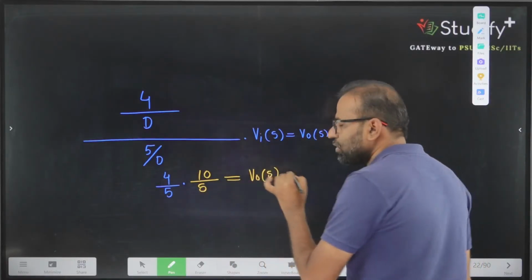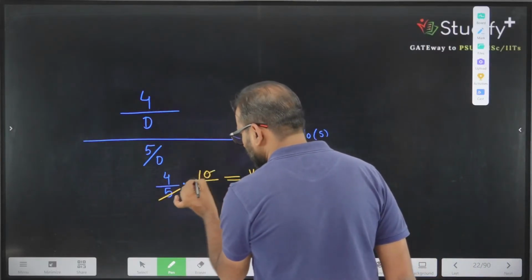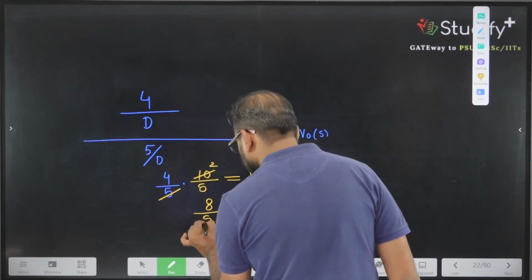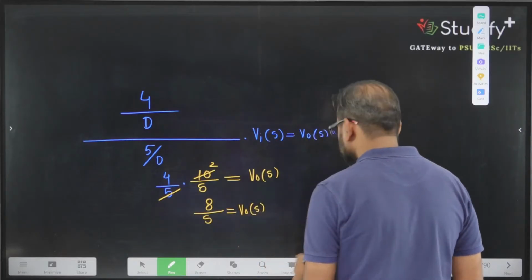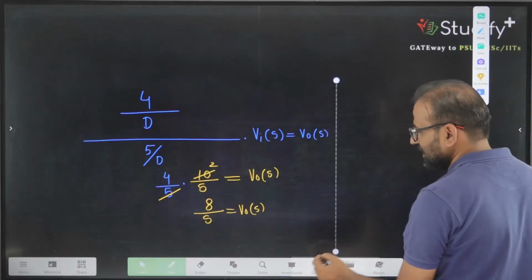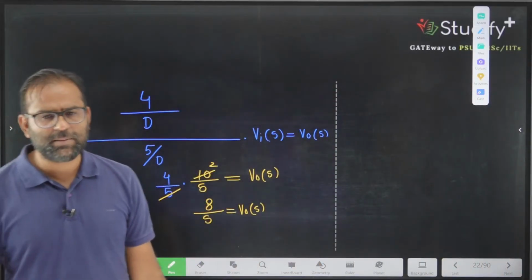So we have come to the point where we'll know what the output voltage is. So this is 5 into 2, cancel. This value is 8 divided by S equal to V out of S. If we know that the inverse Laplace transform of 1 by S is ut, then what will it be for 8? 8 times of ut.